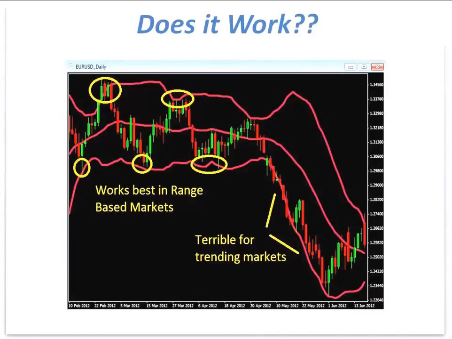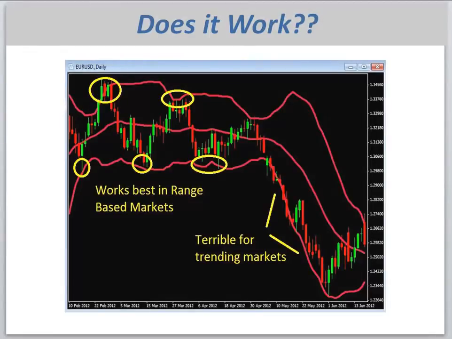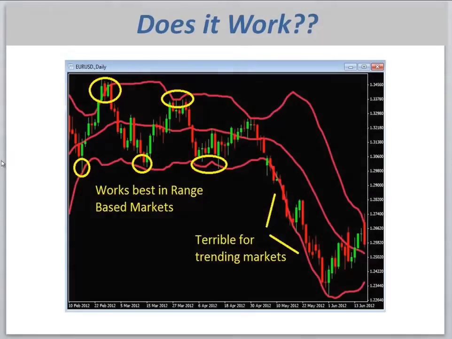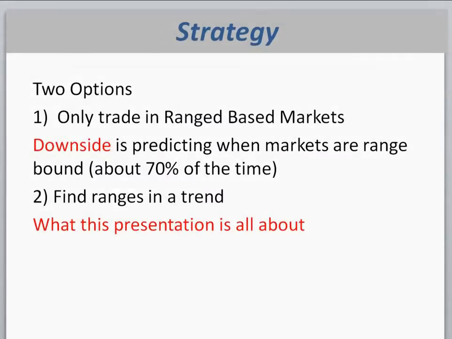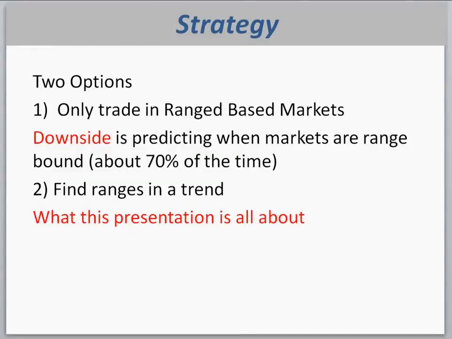So we see range-based markets, they work. However, when there's trending or a lot of big news, and when there's a lot of selling going on or a lot of really fast buying, then the Bollinger Bands don't work at all. Okay, so keep that in mind, knowing that they work best in some markets and don't work at all in other markets. So there's really two ways of trading.